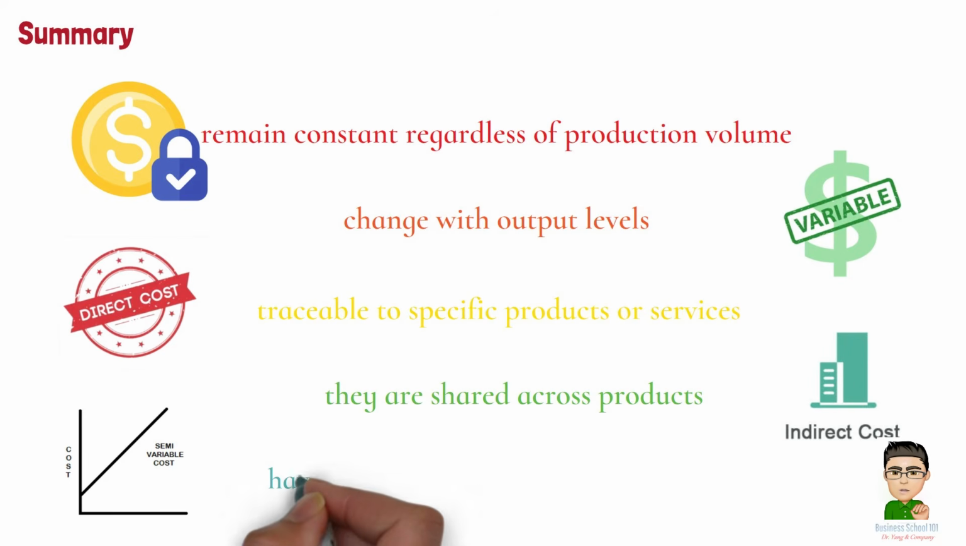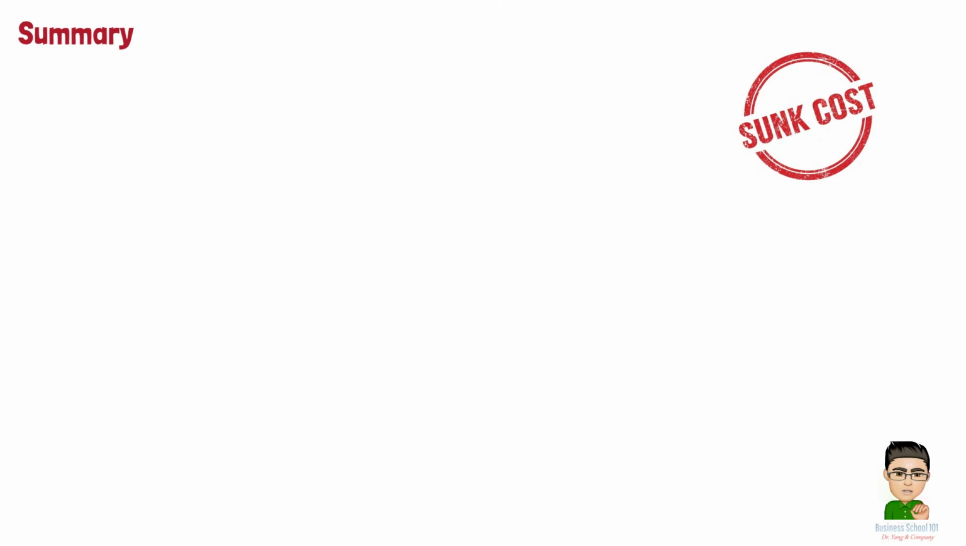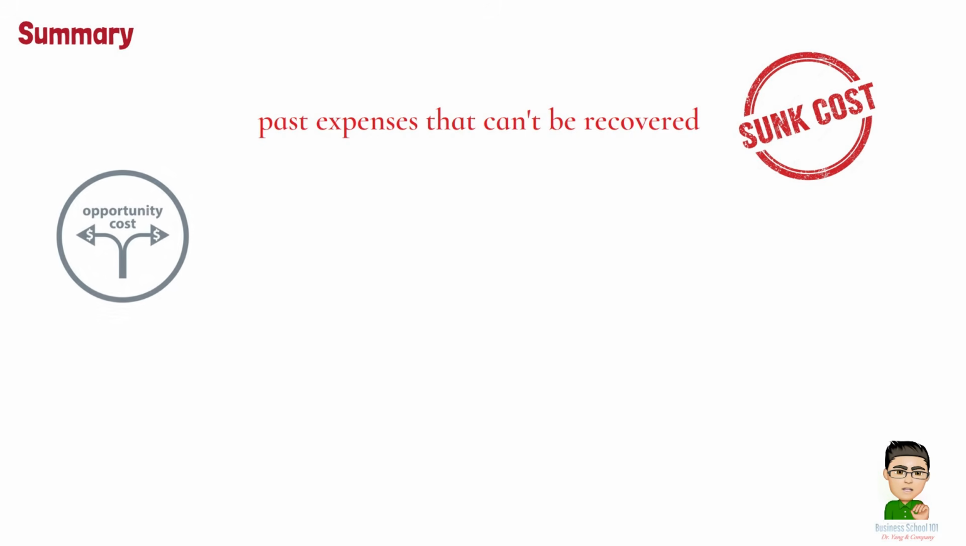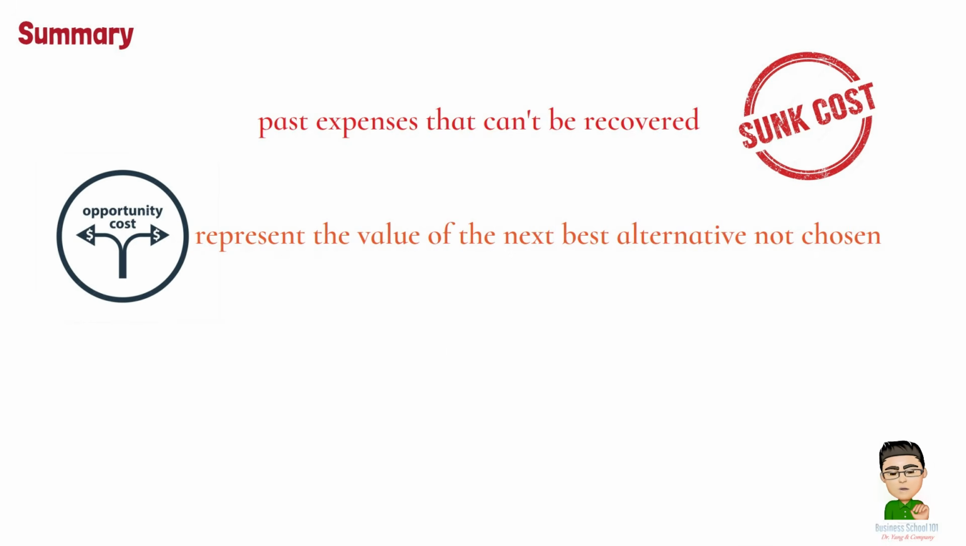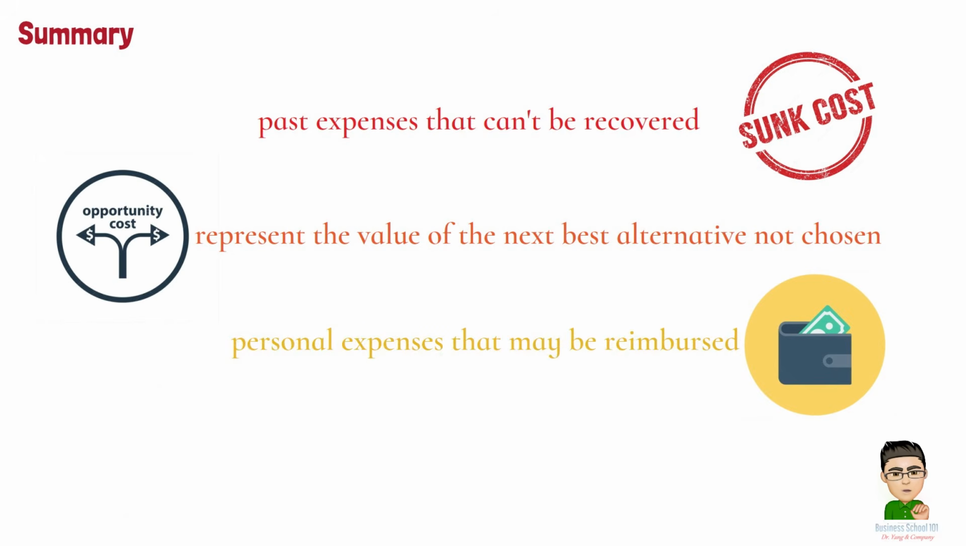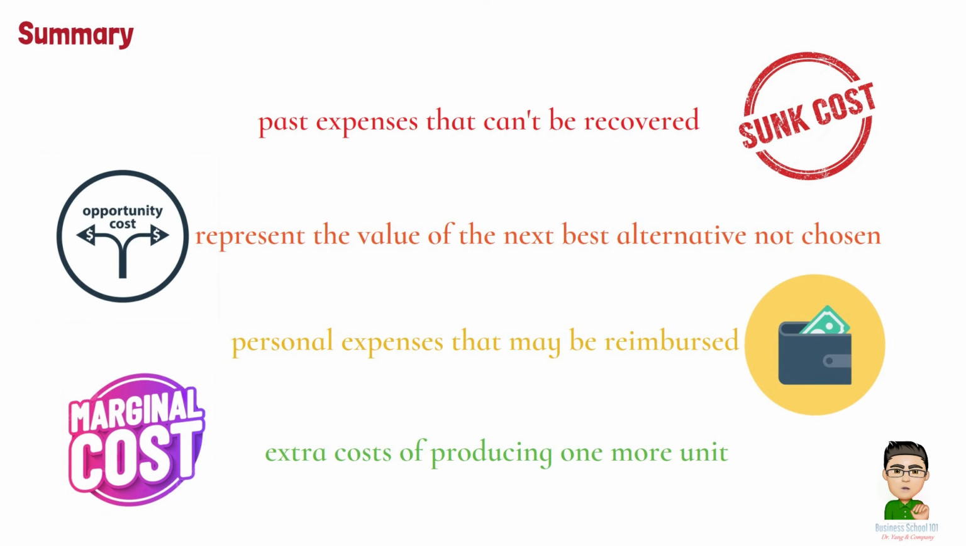Semi-variable costs. They have a base level with additional per-unit charges, such as a call center's operation fees plus per-call charges. Sunk costs. They are past expenses that can't be recovered, like the budget for a poorly performing film. Opportunity costs. They represent the value of the next best alternative not chosen, like the potential profit from an alternative crop. Out-of-pocket costs. They are personal expenses that may be reimbursed, like an employee's travel costs. Marginal costs. They are the extra costs of producing one more unit, important for production and pricing decisions. Understanding these costs helps in effective financial planning and strategic decision-making.